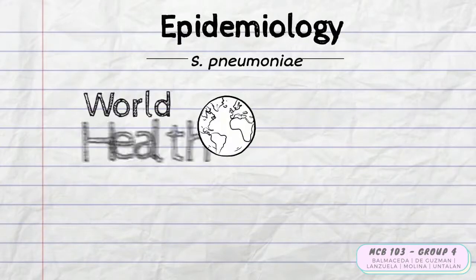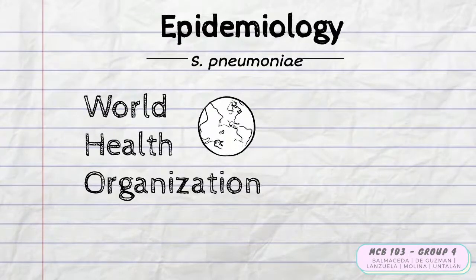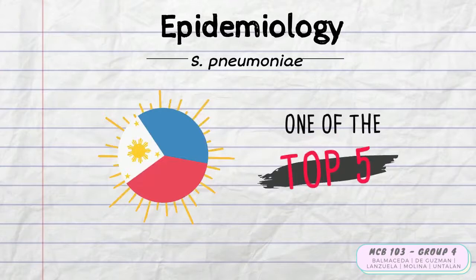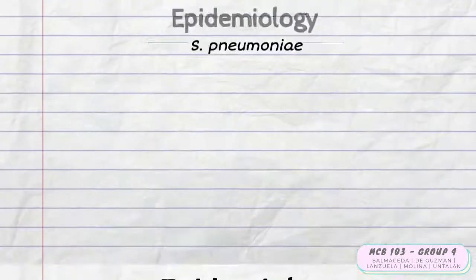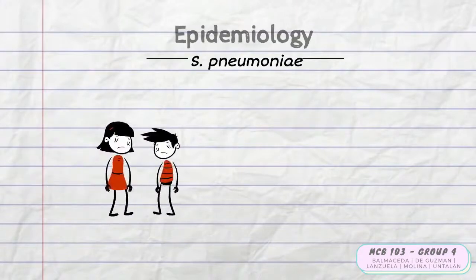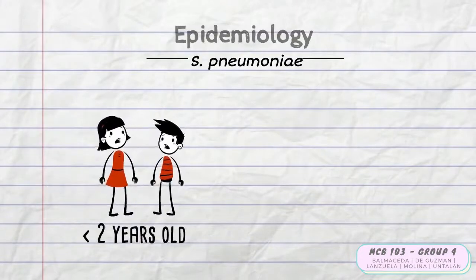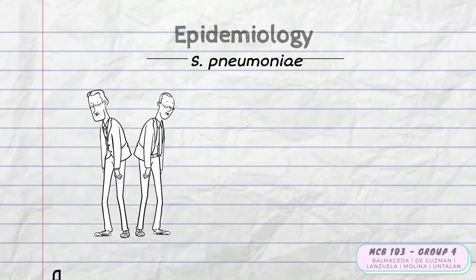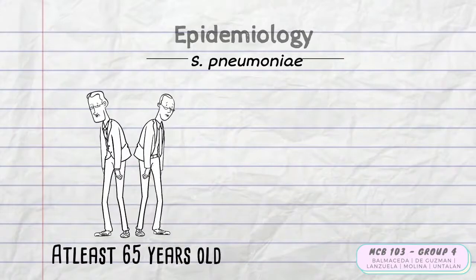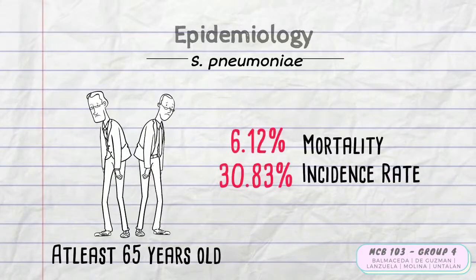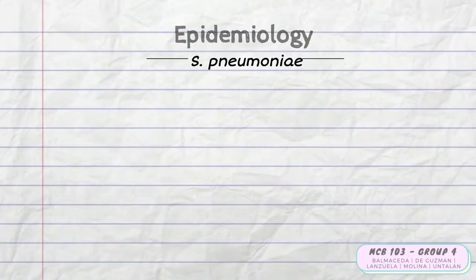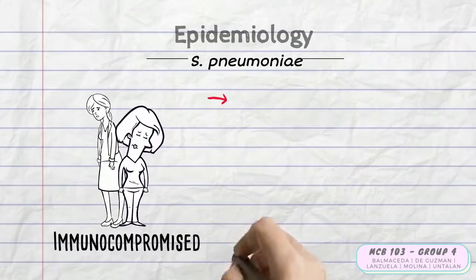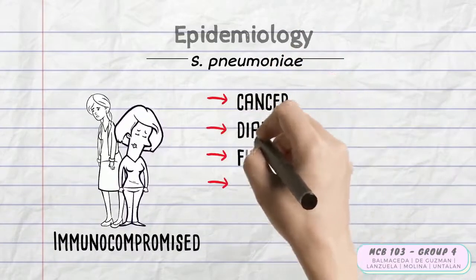Epidemiology. The World Health Organization bulletin in 2008 pointed out that the Philippines is one of the top 5 countries with the highest number of pneumonia cases associated with S. pneumoniae. This disease-causing agent frequently affects toddlers who are less than 2 years old with 6% mortality and an incidence rate of 12.13%. Adults at least 65 years old are linked with 6.12% mortality and an incidence rate of 30.83%.